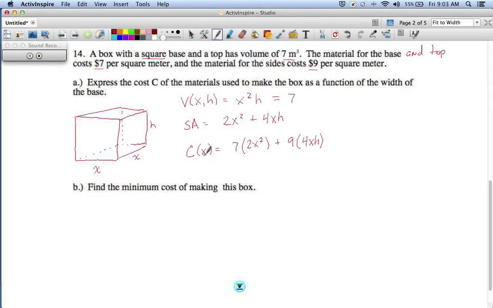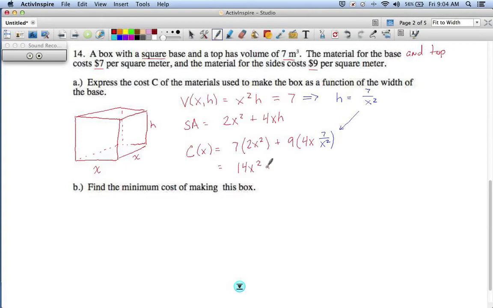Well, unfortunately, this is not in terms of x just yet. I need to find a way to get rid of that h right here. And yes, I could just erase it and boom, it's gone, but that's not quite what they mean here. So I need to take this equation right here and find out what h is. Well, that's pretty easy. I'm just going to divide both sides by x squared and plug it in. So now I have my equation for the cost of the box in terms of just x.